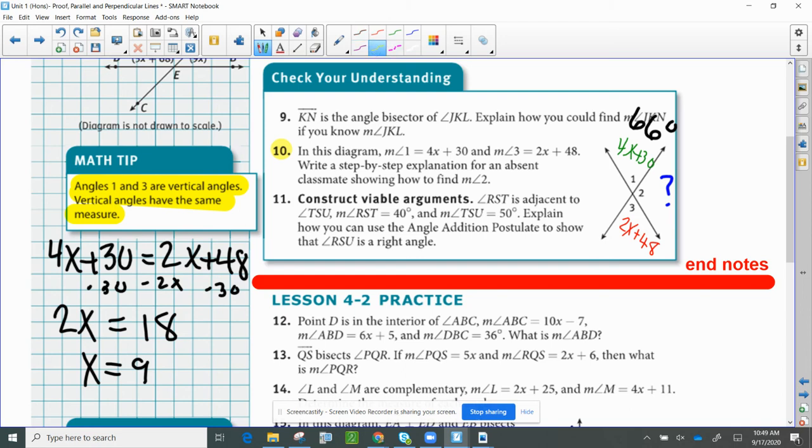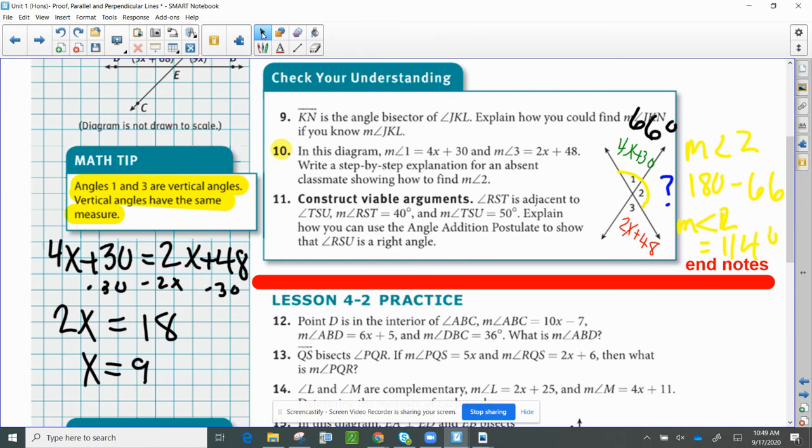So then to find angle 2, what do we know about angle 1 and angle 2? Those are supplementary angles, right? So to find the measure of angle 2, we would just take 180 and subtract angle 1. Or we could subtract angle 3 if we knew what that value was. I just found the measure of angle 1, so the measure of angle 2 would have to equal 114 degrees.